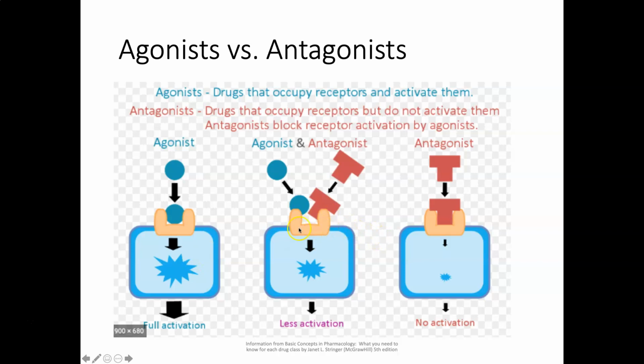For every receptor, if you're taking an agonist and an antagonist, they're going to fight for every receptor. They're going to fight it out. And neither one may actually get the full receptor. If the teal agonist wins, then you have full activation. If the red T-shaped antagonist wins, as you see here on the right, there is no activation. There's just no response.